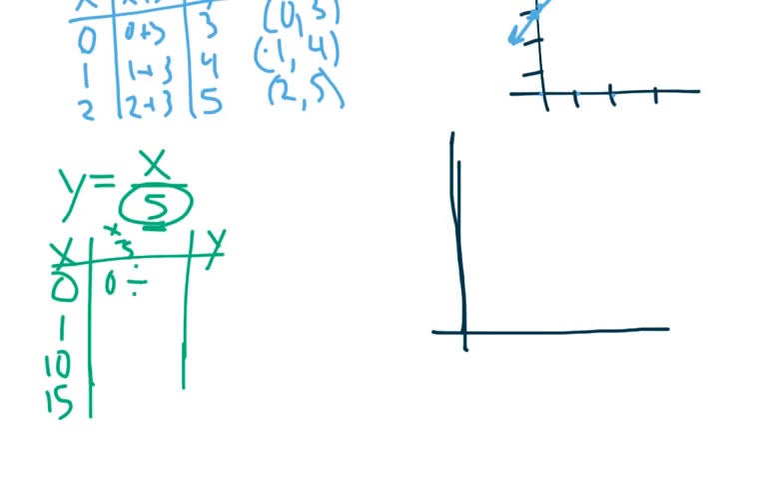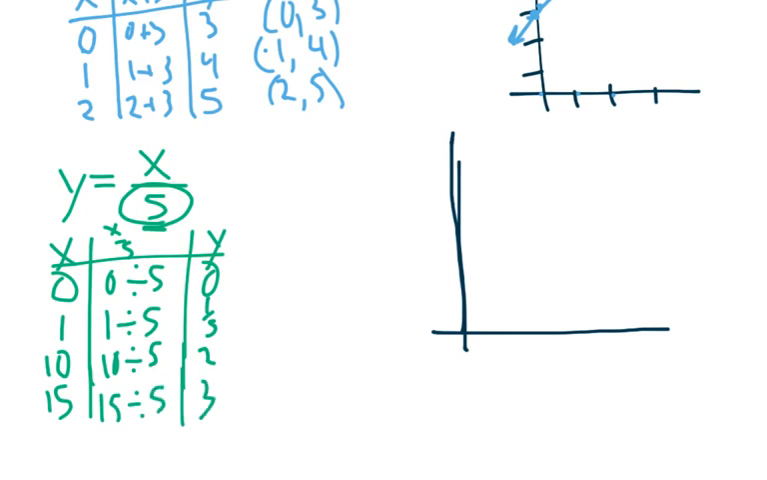So 0 divided by 5 is just 0. 1 divided by 5 is 1/5, which is a true value, but a little awkward with graphing. Here, I have 10, so 10 divided by 5 is 2. 15 divided by 5 is 3. These are nice whole numbers, much easier to graph.